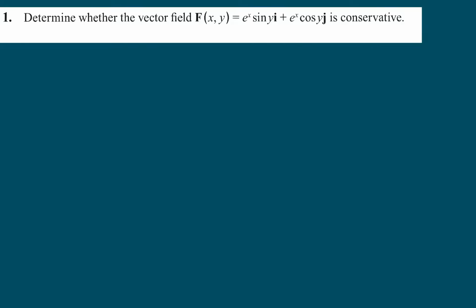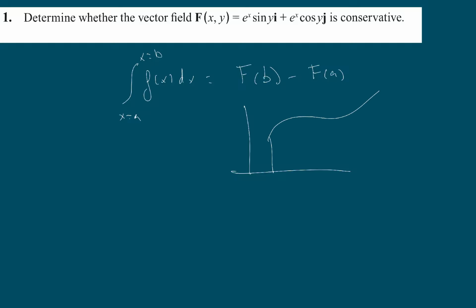This collection of problems is about the fundamental theorem for line integrals. The fundamental theorem that we study in calculus says that the integral of f of x dx from x equals a to x equals b is found by taking the antiderivative F of x and computing F of b minus F of a, and you will obtain the area under the curve from a to b.